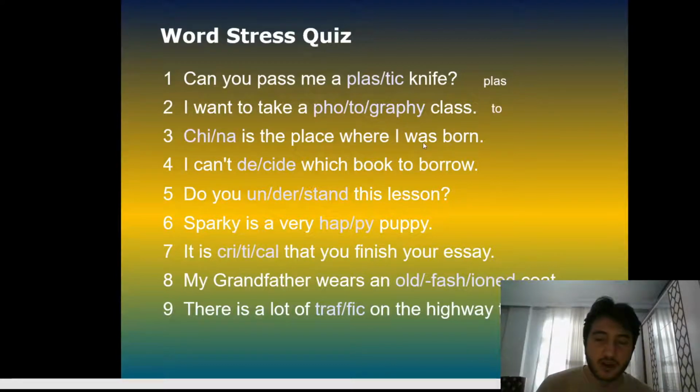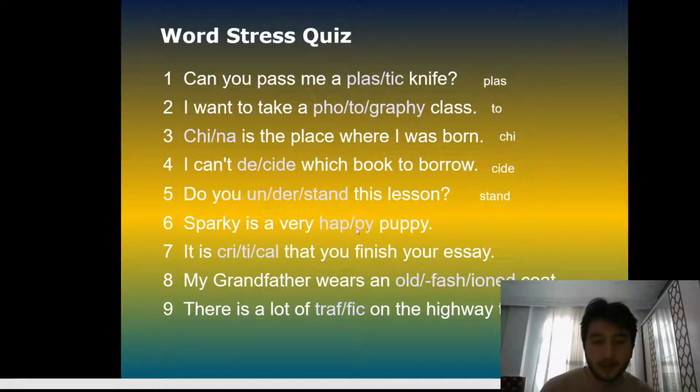China is the place where I was born. Stress on the first syllable. I can't decide which book to borrow. Stress at the second part of it, cide, as you can see. Do you understand this lesson? As you can see, understand is stressed at the last part of it.